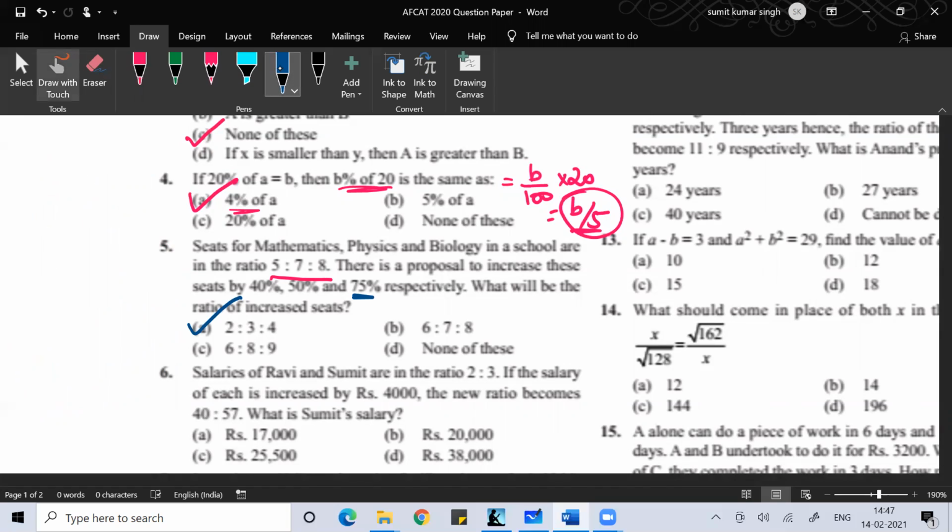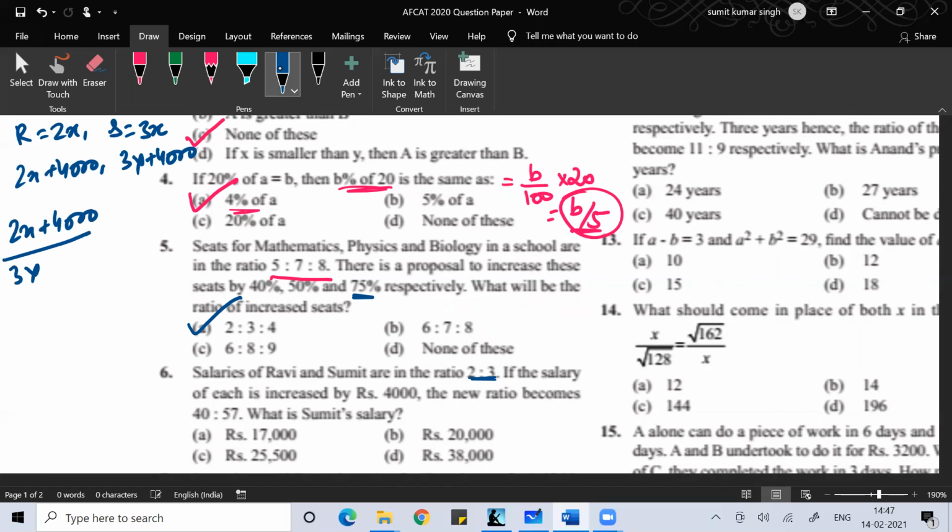Then, salary of Ravi and Sumit are in ratio 2 is to 3. So Ravi's salary let is 2x and Sumit's salary let is 3x. Okay, if the salary of each increased by 4,000, it becomes 2x plus 4,000 and 3x plus 4,000. Then the new ratio becomes 40 is to 57. So 2x plus 4,000 divided by 3x plus 4,000 is equal to 40 by 57.